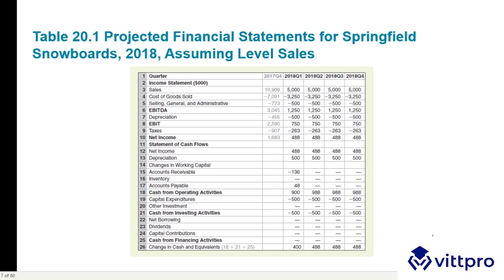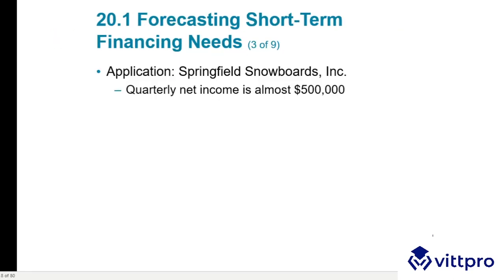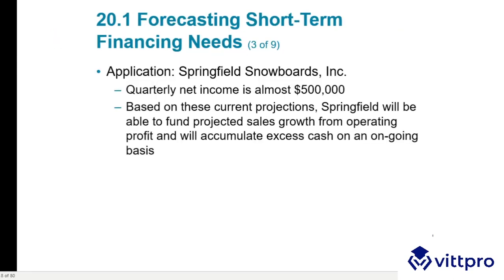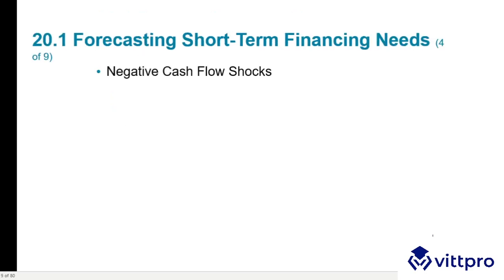So that's how a cash budget is done. Typically, you need to identify your income, expenses, EBITDA, then change in the working capital requirements, capital expenditure requirements, and also if you have any financing. That's a template for a cash budget. So now let's say their quarterly net income is $500,000, right? And then they will be able to fund their sales growth on an ongoing basis.